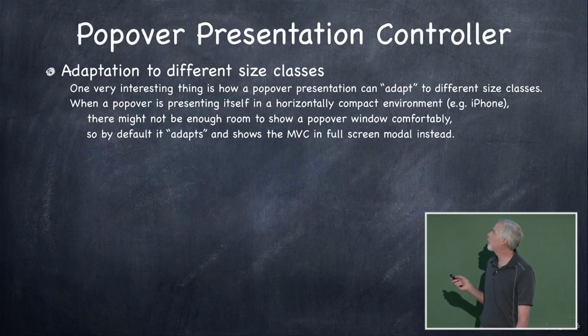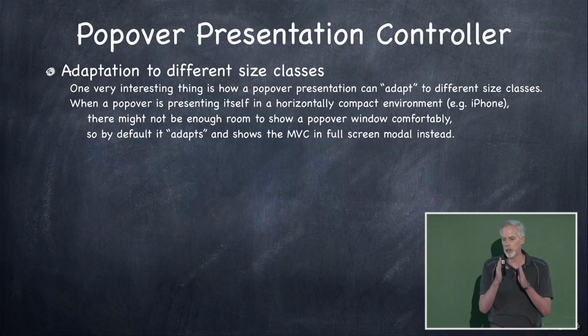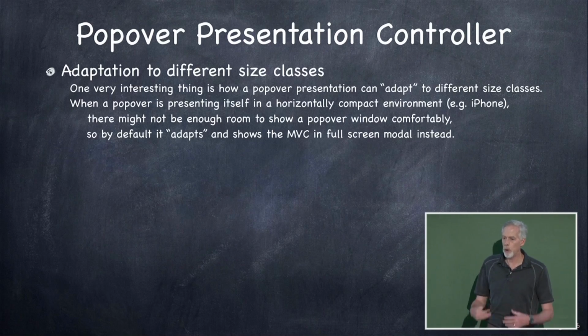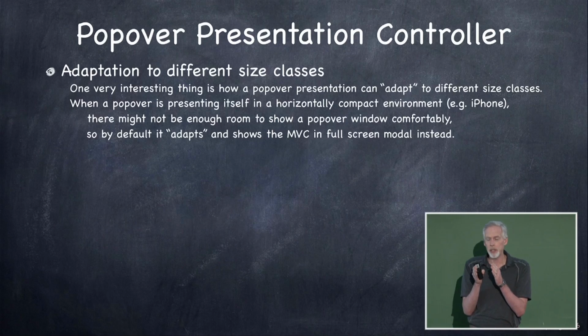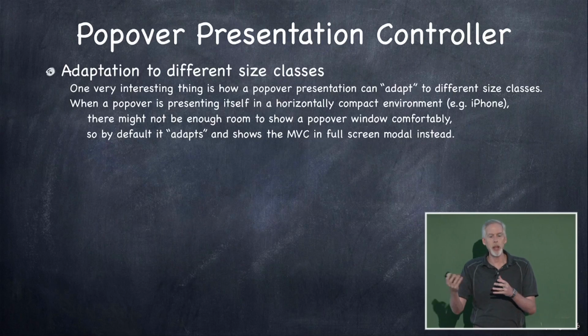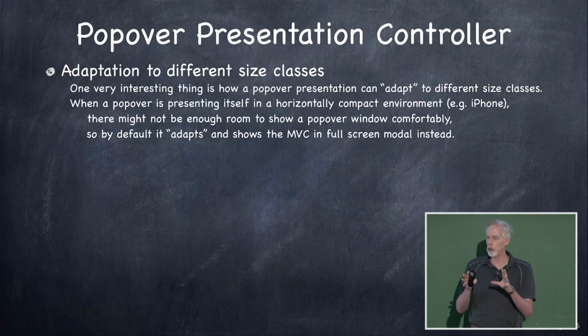Another thing is we can control the adaptation behavior when we're in different size classes, like horizontally compact. Okay? So when a popover comes up, as you can imagine, maybe it wouldn't fit in a horizontally compact environment unless it's kind of a small popover. So by default, the system adapts to full screen. So if you have a popover segue and it's on horizontally compact, it gets changed to modal full screen. So it'll take over the whole screen, slide up from the bottom. Okay? Now you might not want that.